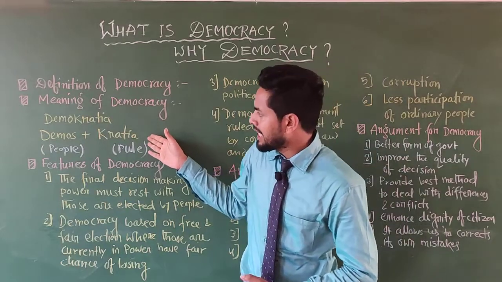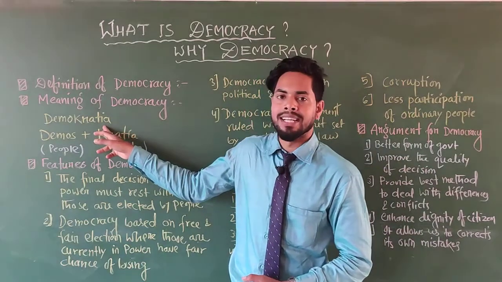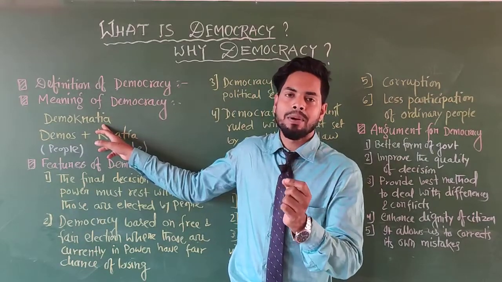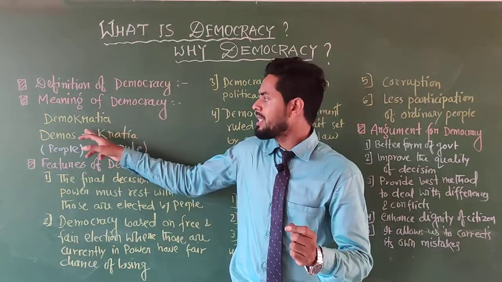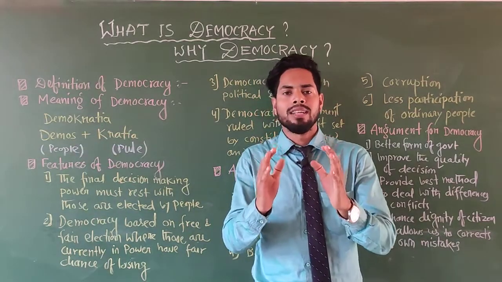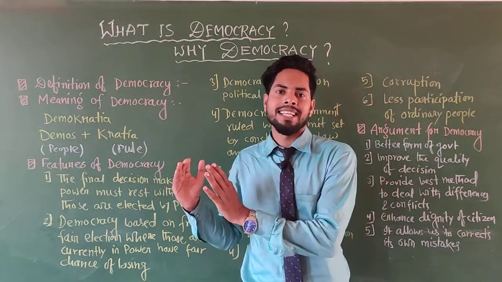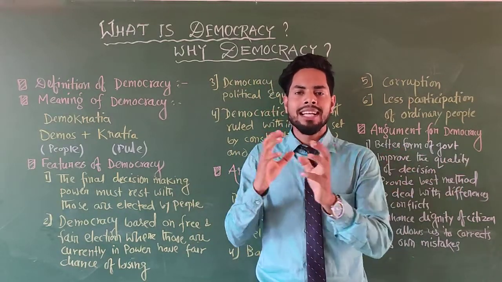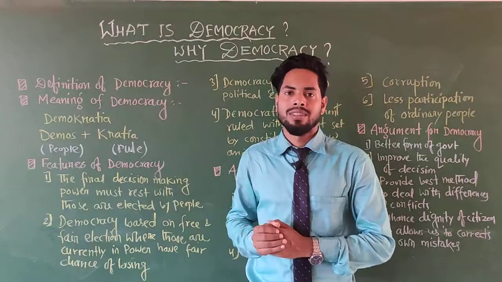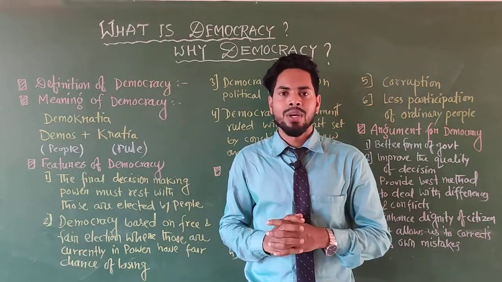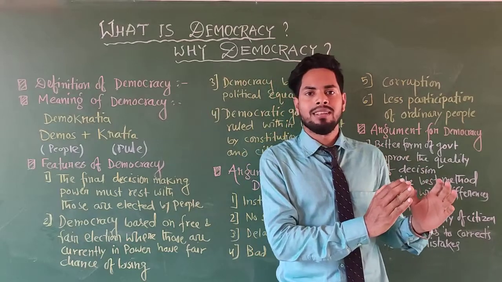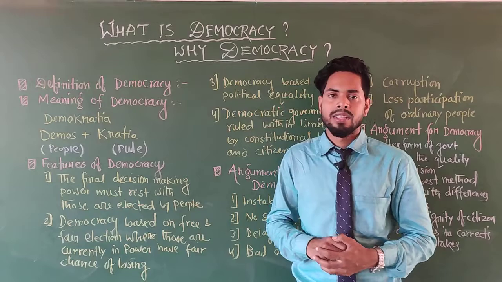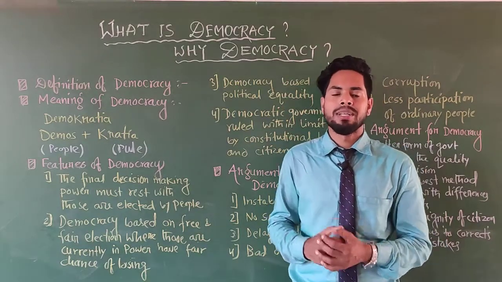So dear students, see that word demokratia, it is a Greek word. That word demokratia is coming from the Greek word. It is the combination of two words, demos and kratia. The Greek word demos means people and kratia means rule. So democracy means rule by the people. And next we see the features of democracy.